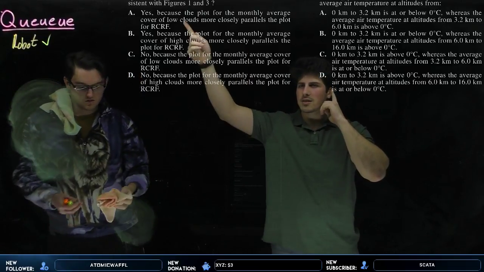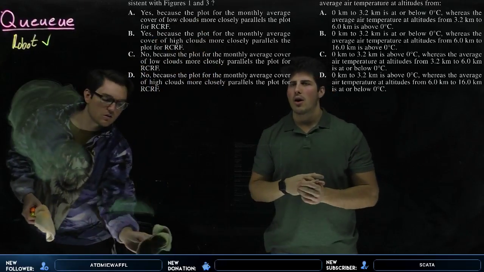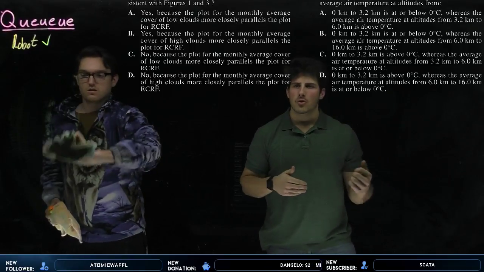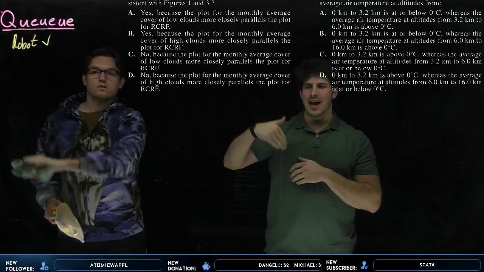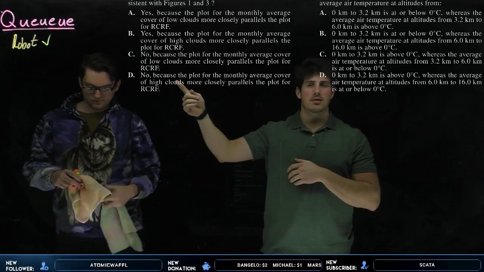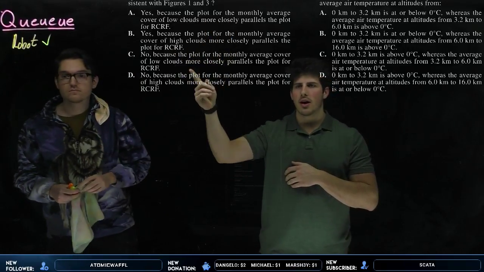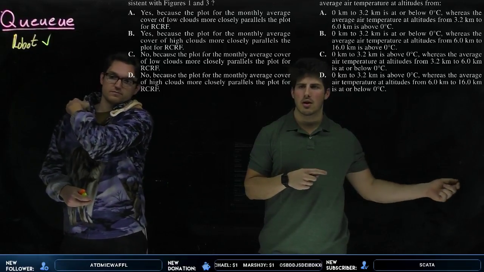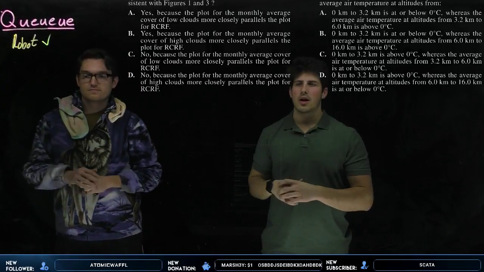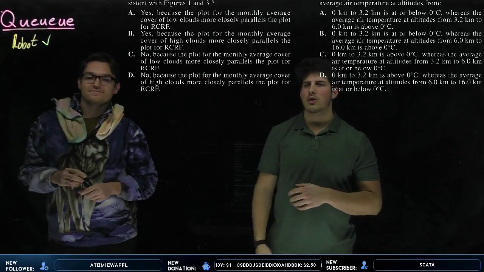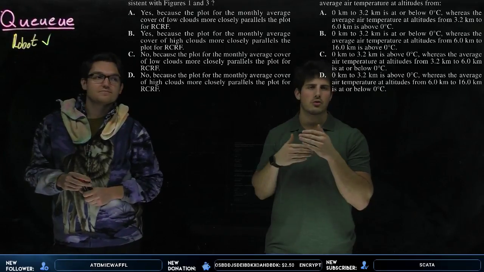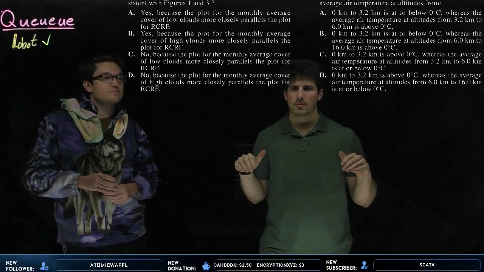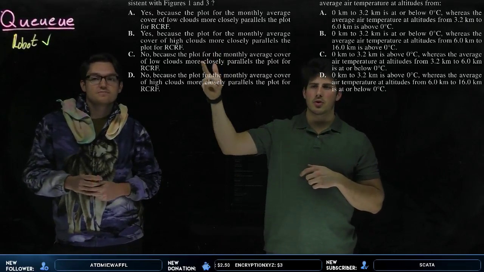So he said yes because of A, right? Because the plot for monthly average cover of low clouds more closely parallels the plot for RCRF, meaning that is what the question initially asked. However, B says, yes, that is true because the plot for monthly average cover of high clouds more closely parallels the plot for RCRF, which is incorrect. And one I haven't read, but either C or D is going to also have a contradiction built in. So if you have no clue what to do, you can go through and just cross off 2 of these from the get-go.